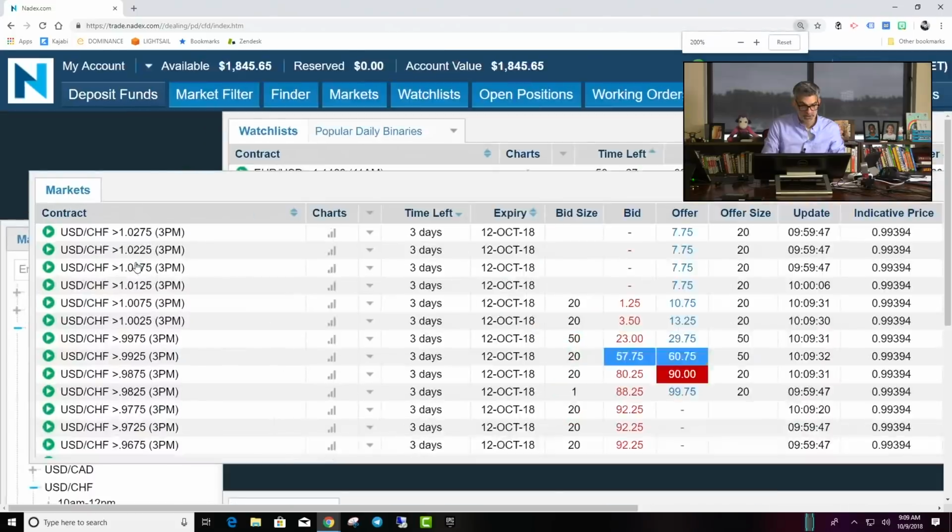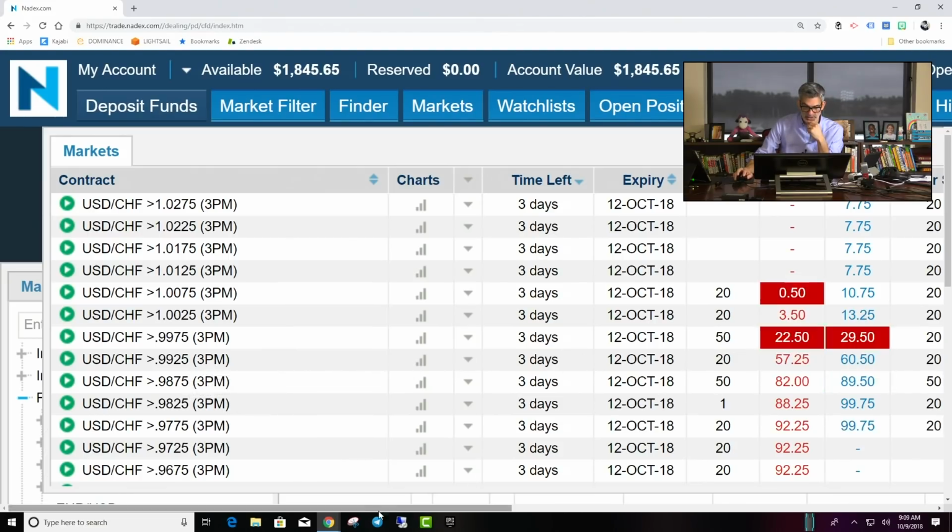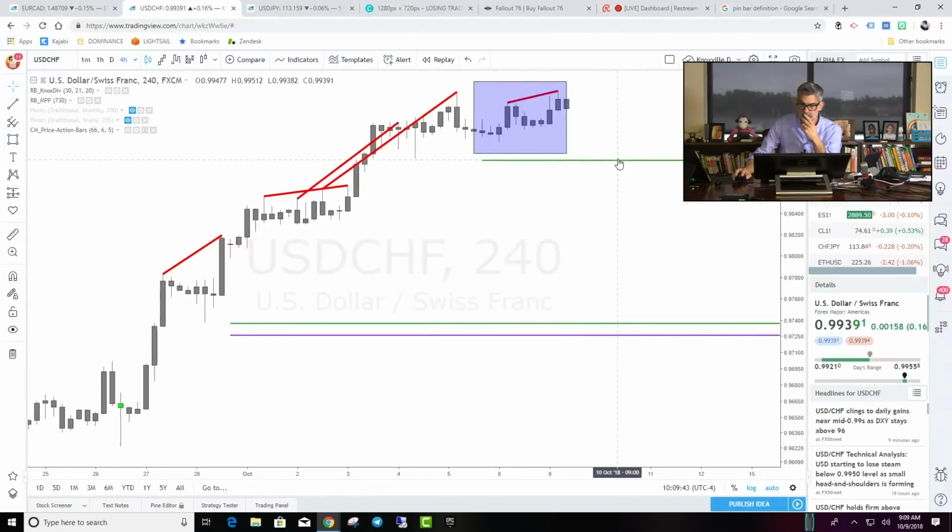I'll zoom in on this a little bit so you can see these contracts. So these would expire at the end of the week, the 3 days left. Wow, 99.25. I could sell that one. Well, that's not really worth a lot. Yeah, because the price could still go up a bit.